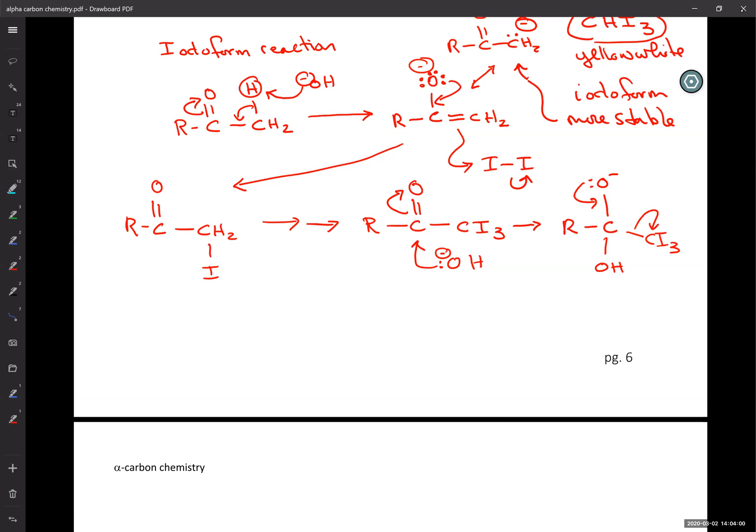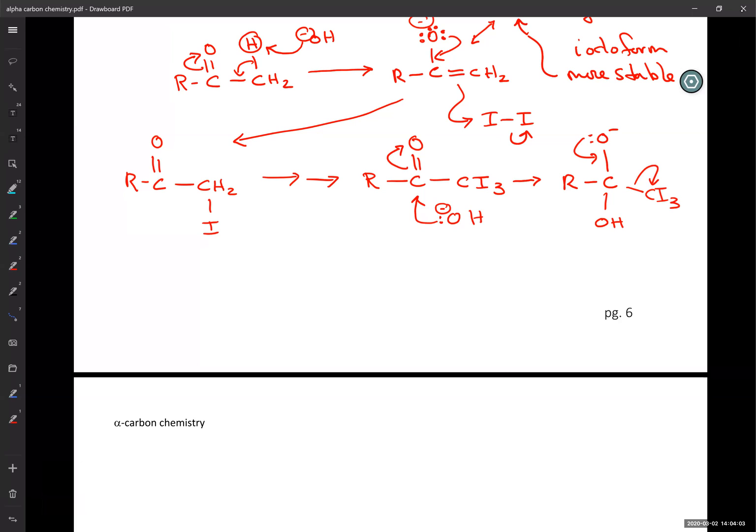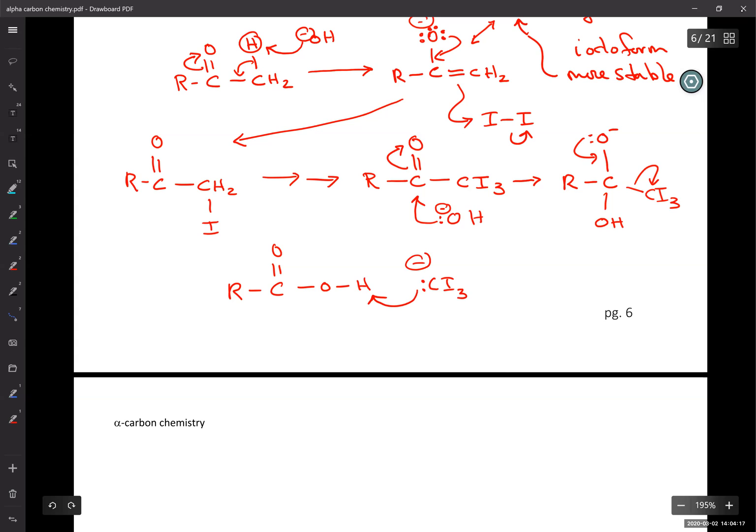And then the next thing that happens, you have your carboxylic acid. So you have R, C double bond O, O, and I'm going to draw the H out like this. You have the CI3 minus, and it's just an acid-base reaction to the product. So you end up with a carboxylate, which then you can protonate with an acid and return back to the carboxylic acid. And this is the iodoform.